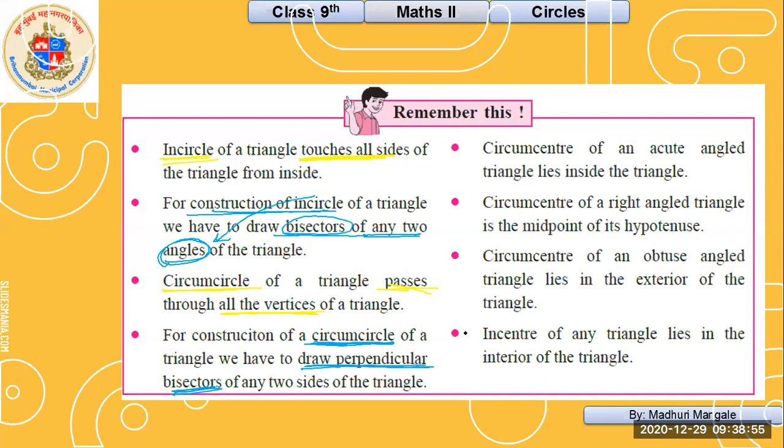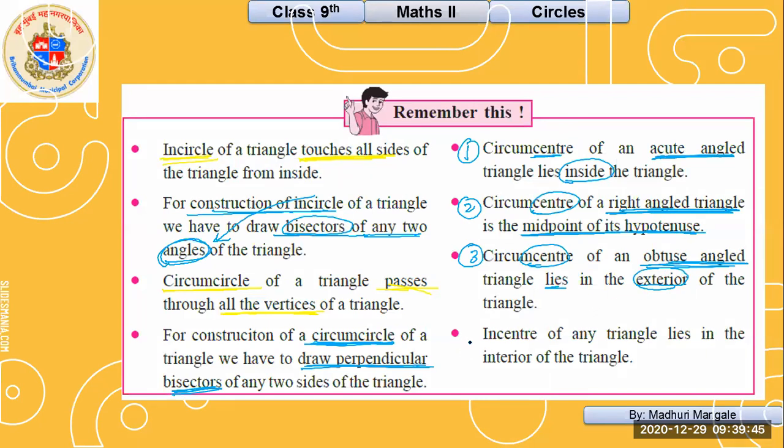Apart from this, a few other important points. For the circumcircle, the center can lie inside the triangle or outside the triangle. And we saw the three cases. Case one, if it is an acute angled triangle, the center will lie inside the triangle. The second case, if it is a right angled triangle, the center is always the midpoint of the hypotenuse. It always lies on the hypotenuse. And the third case, if it is an obtuse angled triangle, then the circumcenter would lie in the exterior of the triangle. And this is about the incenter. The incenter of any triangle will always lie in the interior of the triangle. It won't go outside.